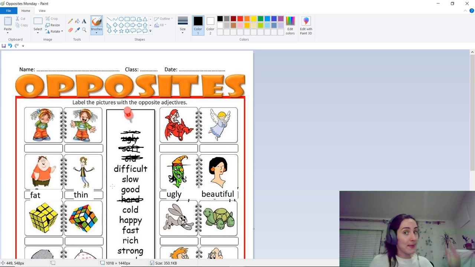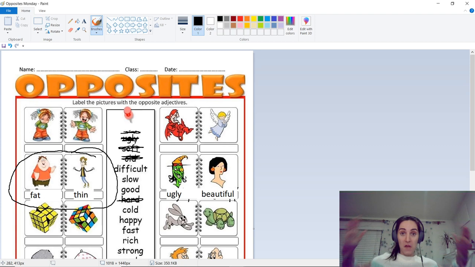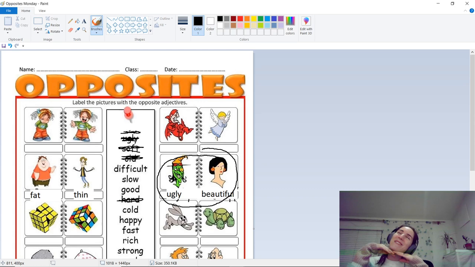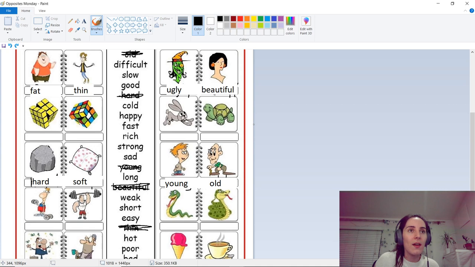Okay, so we have right here fat and thin. Fat and thin. Opposites. Okay, what else? We have ugly and beautiful. Ugly and beautiful. Opposites. Okay, what else? Oh, yeah, this one. Hard and soft. Hard and soft. Opposites.